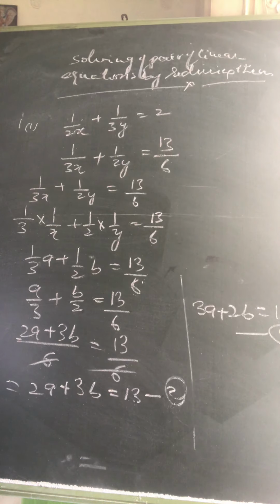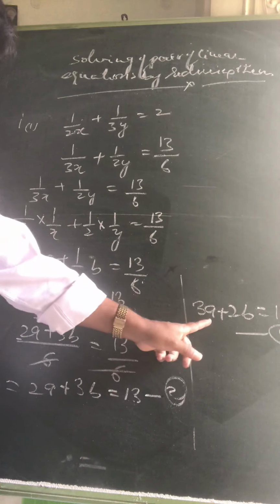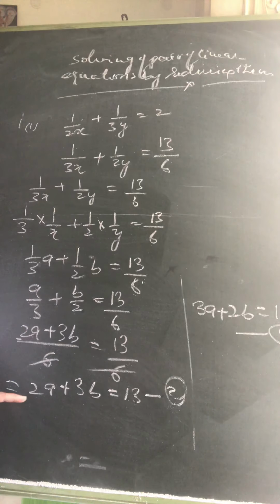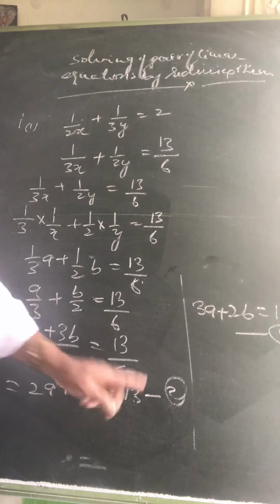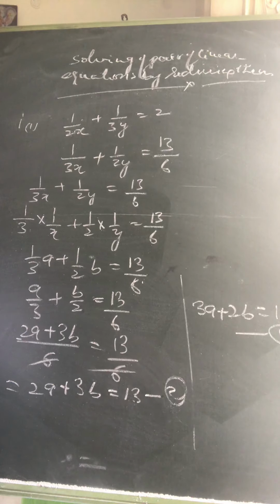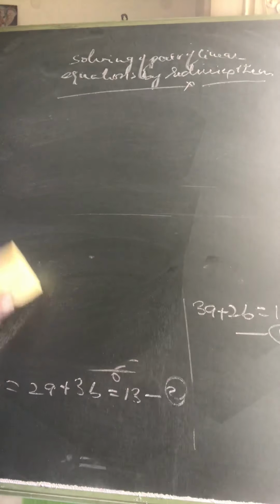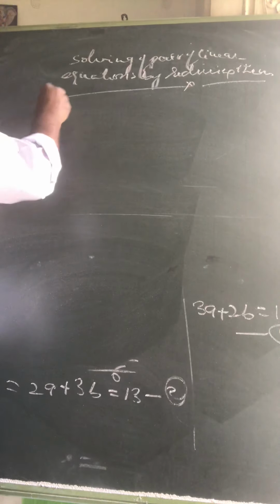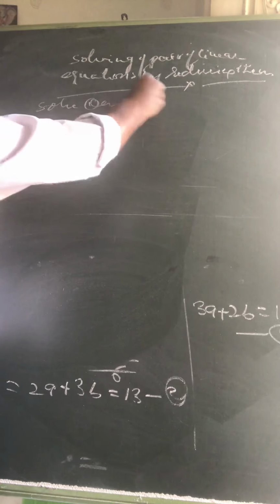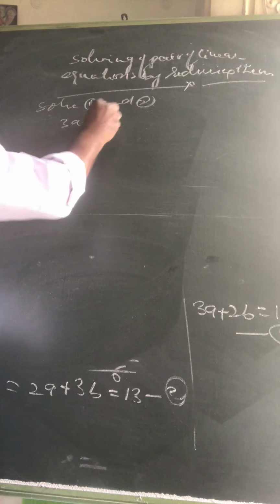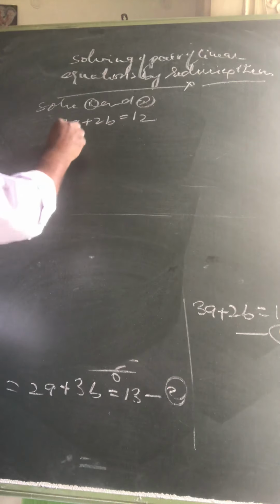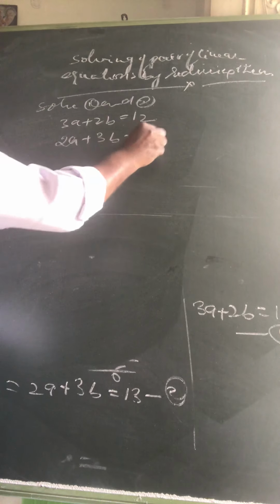Have you understood? Now what have we done? We reduced the given equations into a pair of linear equations. The first equation is 3a plus 2b is equal to 12 and the next equation is 2a plus 3b is equal to 13. These two we have to solve. Now solve 1 and 2: 3a plus 2b is equal to 12, and 2a plus 3b is equal to 13.